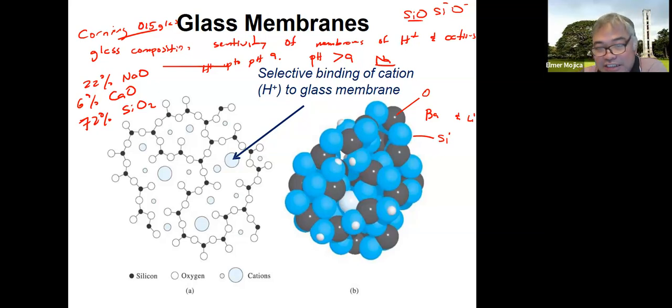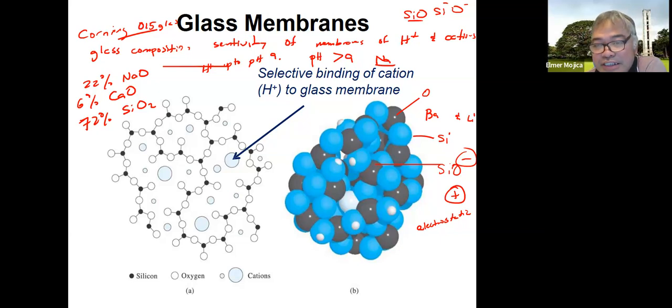So within the interstices of this structure are sufficient cations to balance the negative charge of the silicate ion. So we could say this is more of what? Electrostatic. Okay, you have the Si and O that are negative, and then you have a positive cation. Okay, so there's opposite charges that attract one another.